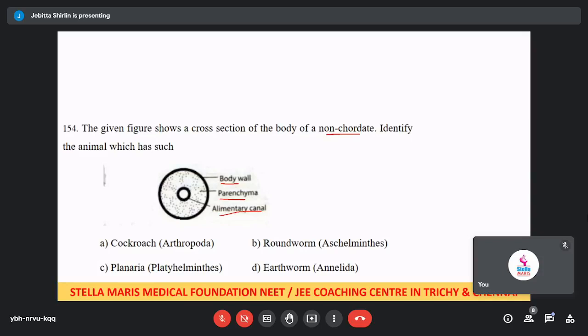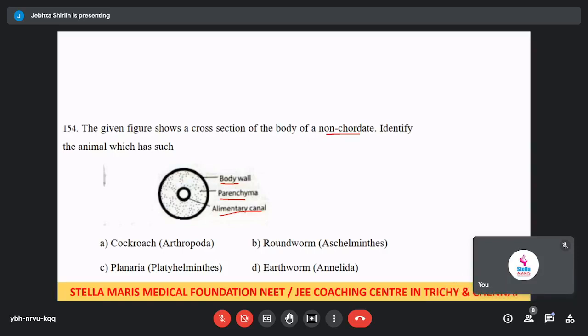Okay, there is a cross section of a non-chordate animal that is displayed over there. Look at the picture very carefully. There is one particular region which is making it distinctive from others. Okay, the outermost body wall, middle parenchyma, and the innermost alimentary canal. Option B, Godwin says option B, roundworm.